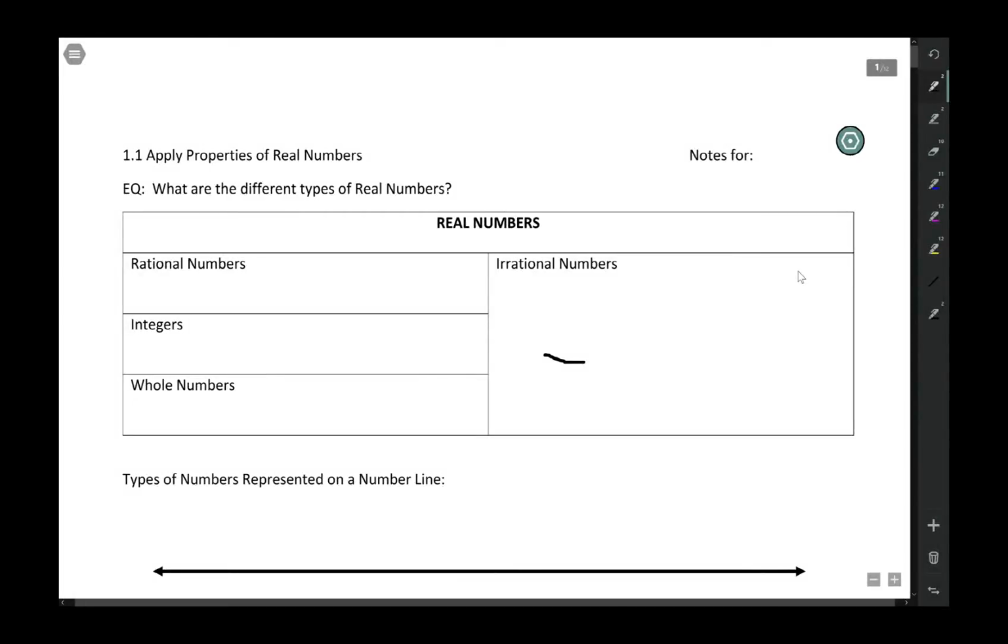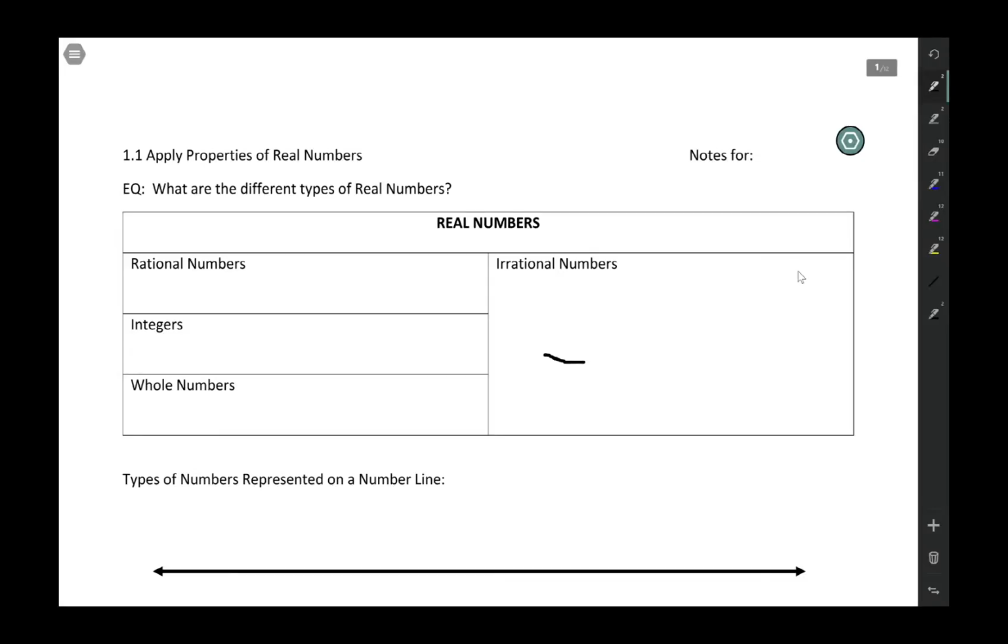Hello guys, and welcome to the first of our notes. 1-1, apply properties of real numbers.